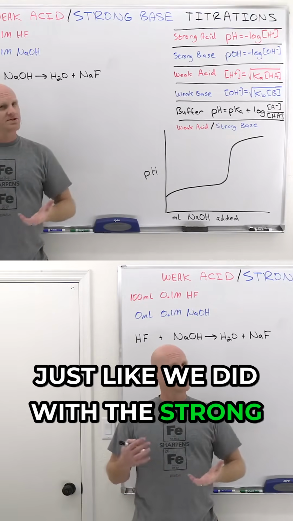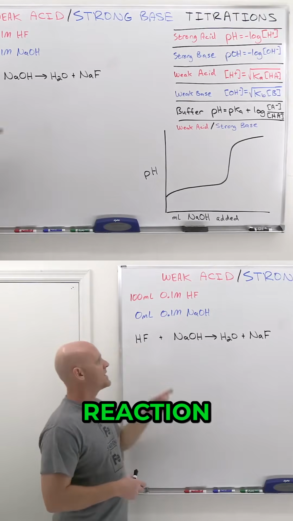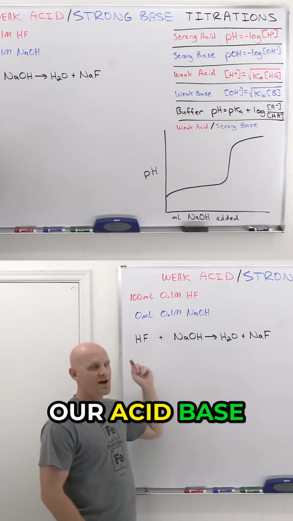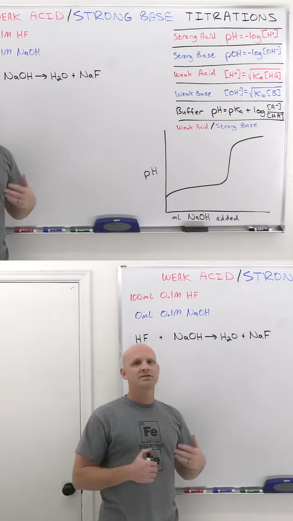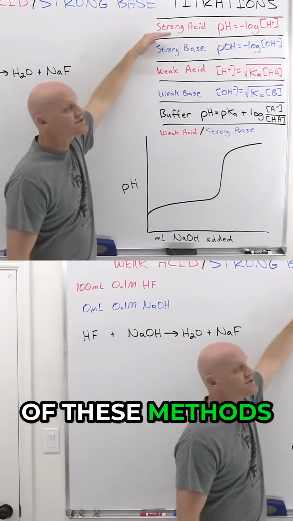And so essentially, just like we did with the strong acid, strong base titrations in the last lesson, we're going to take a reaction that goes to completion, and this one's going to go to completion because we've got a base that is strong in our acid-base reaction. And we're going to run it to completion. We're going to do a limiting reagent problem, see what's left, and based on what's left, we're going to figure out which of these methods is appropriate.